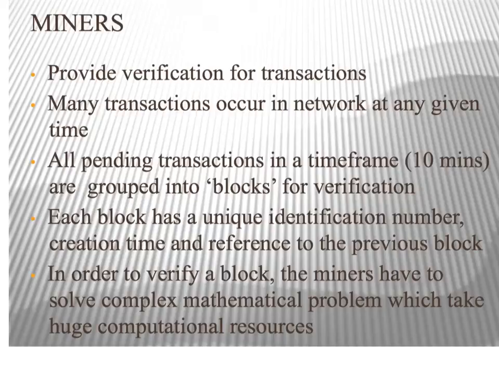The ledger is maintained in the public domain, so they edit the ledger, and that change in the ledger is transmitted or broadcasted to all other nodes in a short span of time. Now many transactions may occur in a Bitcoin network at any given time. So all the pending transactions in a time frame, which is around 10 minutes, are grouped into blocks for verification.